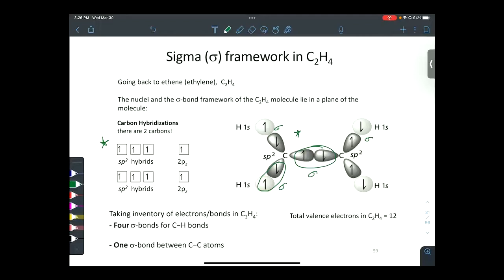So we have all of the sigma bonds accounted for, but if we count the number of electrons in that picture, there's only 10 electrons pictured there. If we do the Lewis structure approach where we count all the valence electrons, we need to place 12 valence electrons total for 2 carbons and 4 hydrogens. So we have 2 electrons unaccounted for. Where are they? They're in those unhybridized p orbitals. We have not taken these 2 electrons into account yet, and this is where the pi component of a double bond comes from.